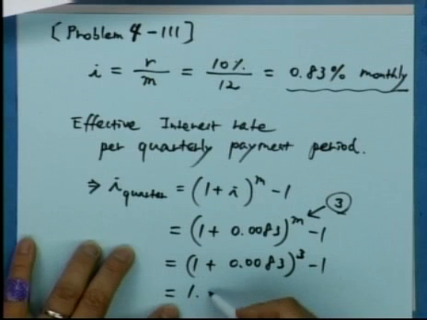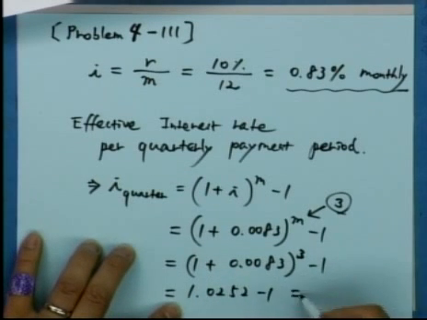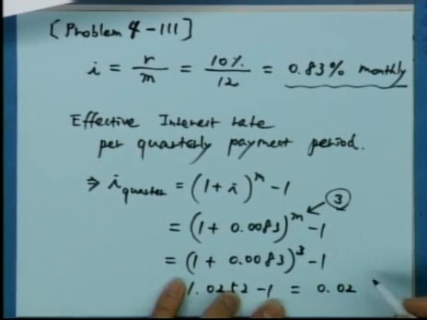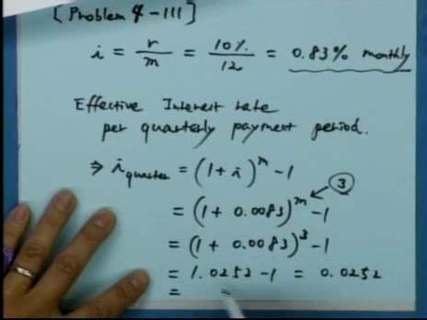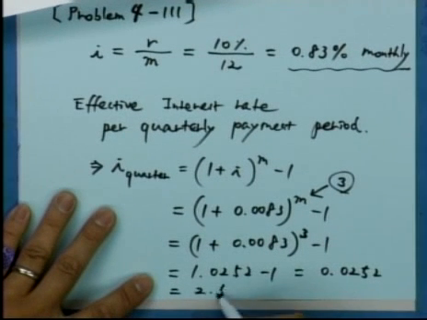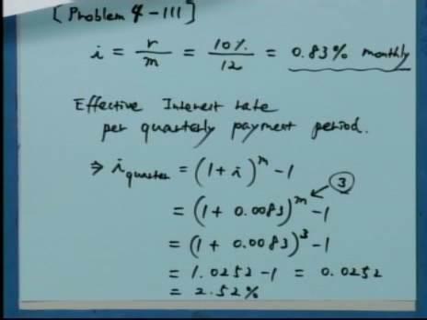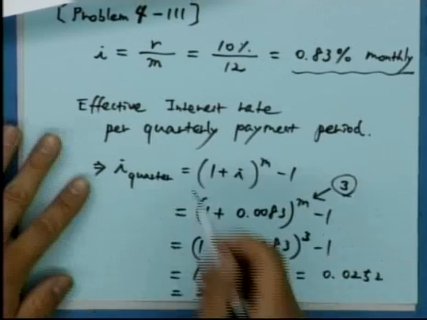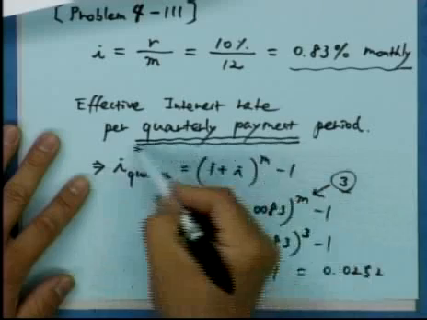So that's going to be 1.0252 minus 1, so 0.0252. So it's going to be 2.52%. Okay? That is the effective interest rate per quarterly payment period.